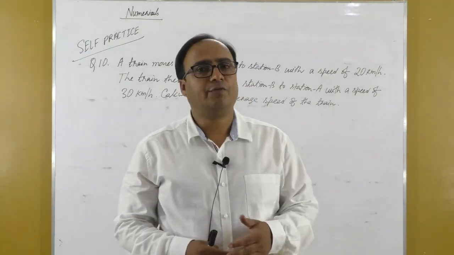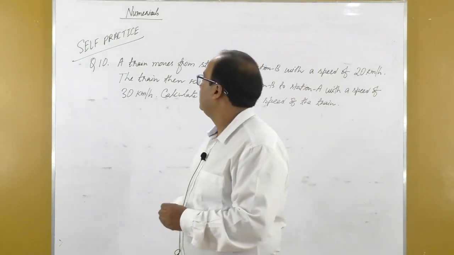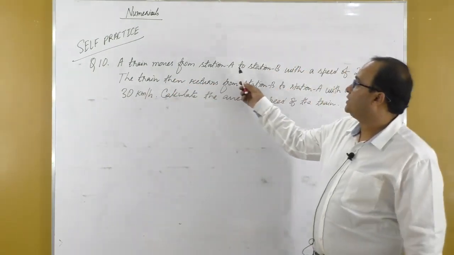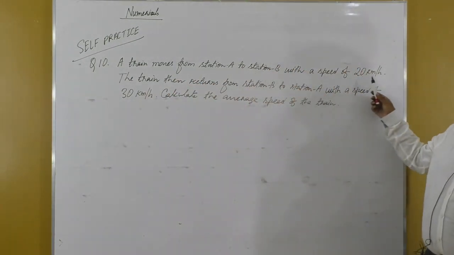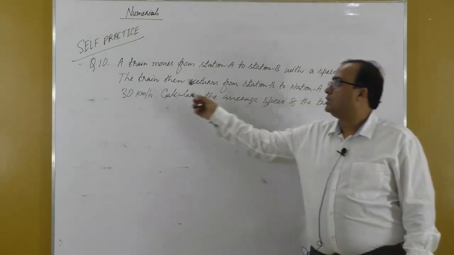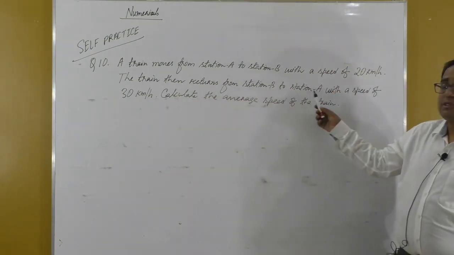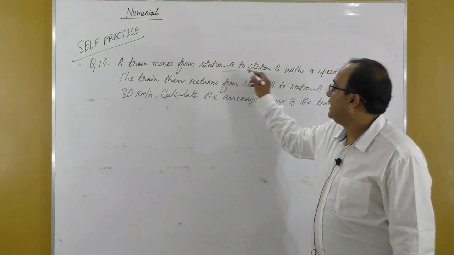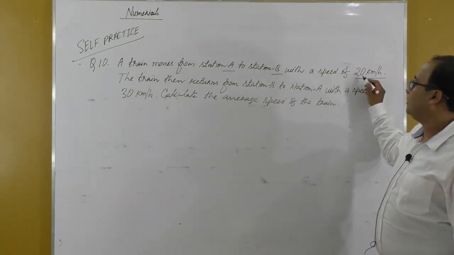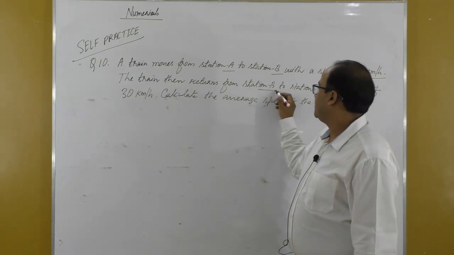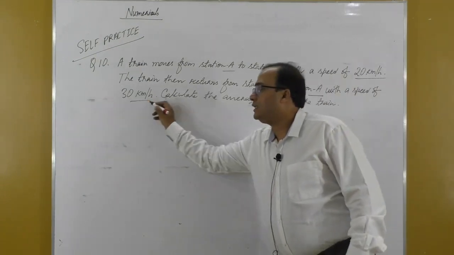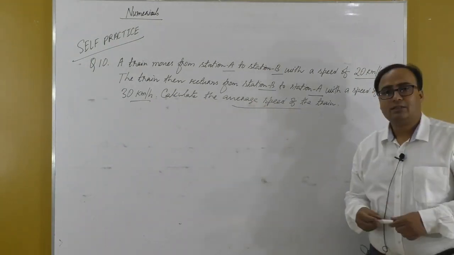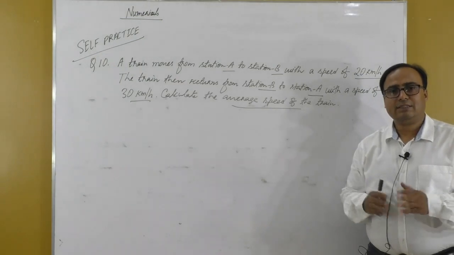Now the last question for your self-practice, question number 10, and the question is similar to question number 9. A train moves from station A to station B with a uniform speed of 20 km per hour. The train then returns from station B to station A with a speed of 30 km per hour. You will have to calculate the average speed. This is similar to question number 9, it's easy to see.